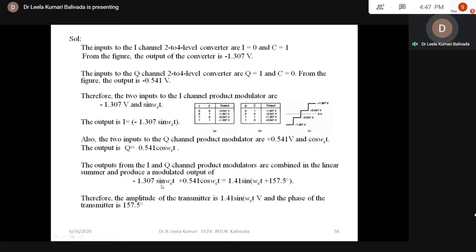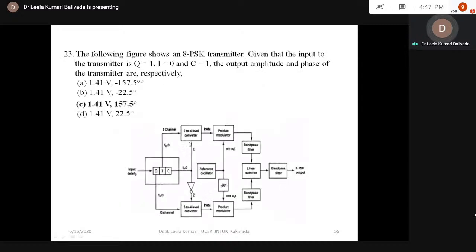Therefore, the output of the Q channel product modulator is plus 0.541 cos omega Ct. At the output of the linear combiner, we will have minus 1.307 sin omega Ct plus 0.541 cos omega Ct, which can be written as 1.41 sin(omega Ct plus 157.5 degrees). Therefore, the amplitude of the transmitter is 1.41 and the phase of the transmitter is 157.5 degrees. So option C is correct.